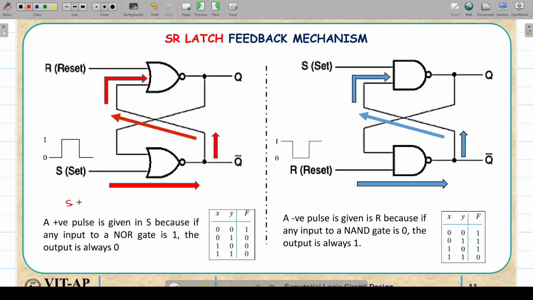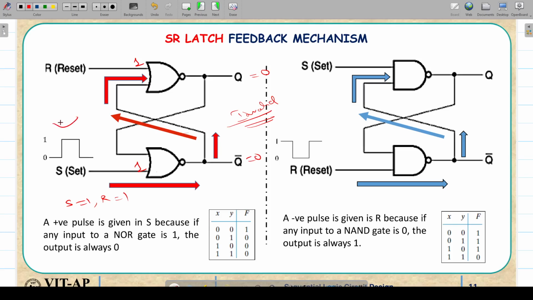Only one more scenario is missing. That is if S equals 1 and R equals 1, both equal to 1. So here I will give 1 and here I will give 1. If one of the inputs to the NOR gate is equal to 1, then the output becomes 0. Here also it becomes 0, but this is an invalid condition. So this condition is never used in a latch or flip flop.